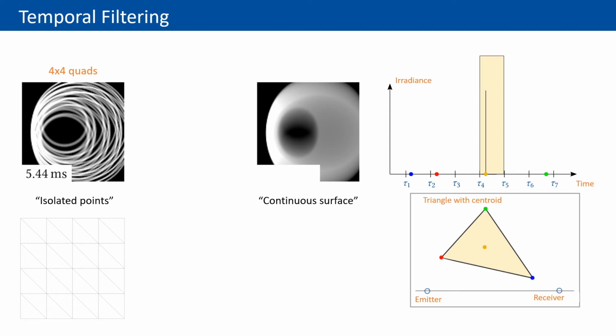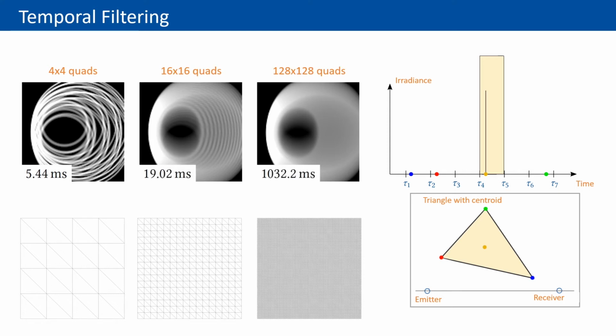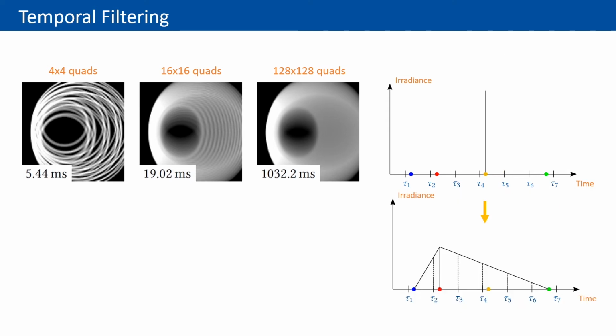We can reduce these spatiotemporal aliasing artifacts by refining our triangle mesh to a resolution that is sufficiently high to reduce each triangle's temporal footprint. On the other hand, this also raises the rendering time significantly. To enable smooth rendering even at very low mesh resolutions, we employ a new linear temporal filter that distributes the triangle's light contribution over its entire temporal support.